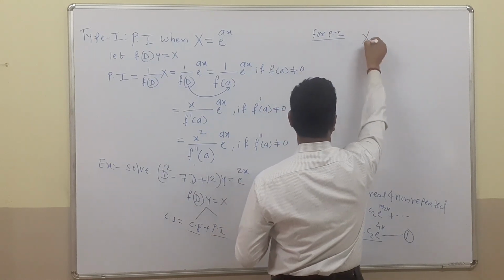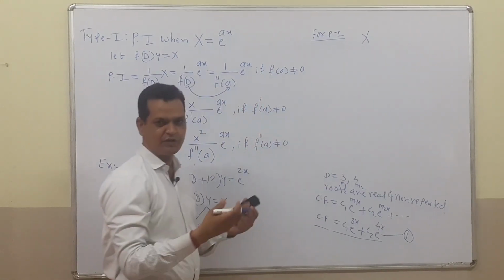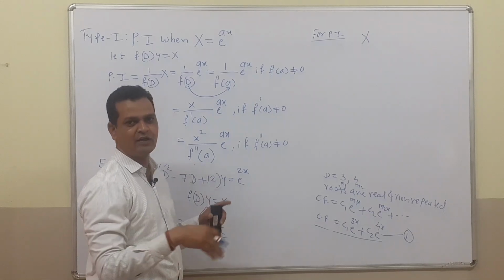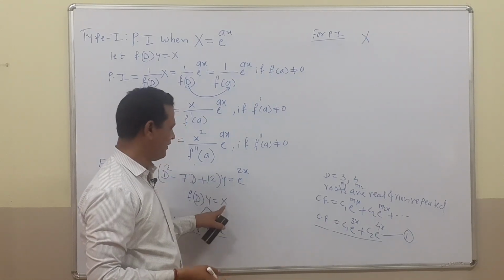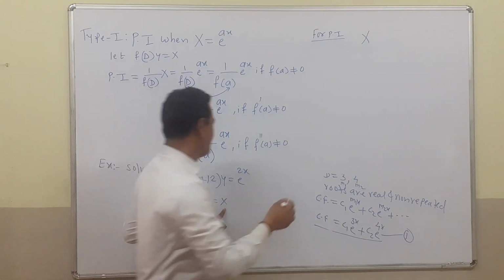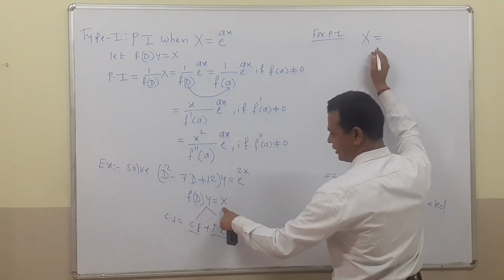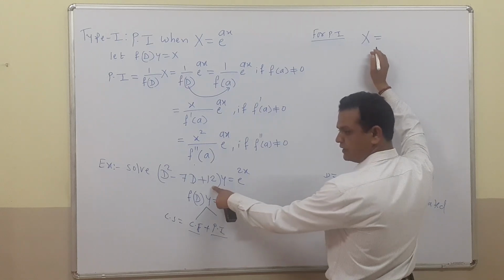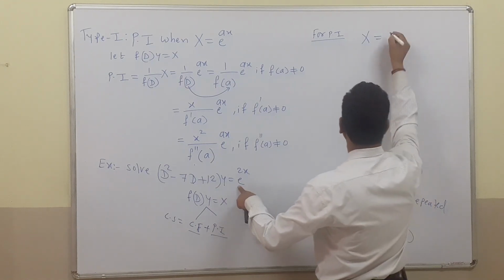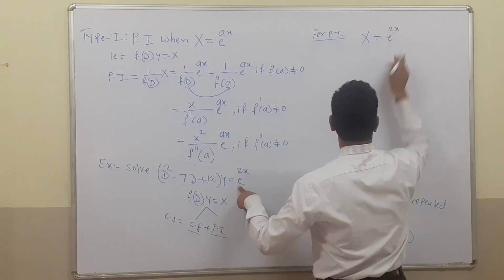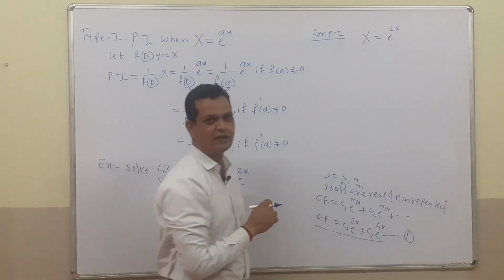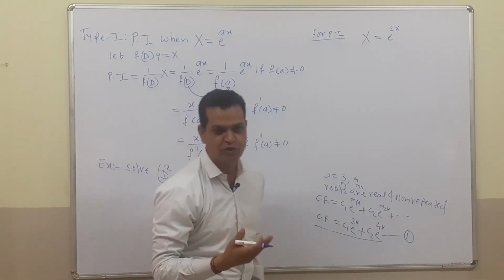Whenever we try to find the particular integral of any equation, first take the value of the right hand side, capital X. Here the value of f of d times y is equal to capital X. If we compare this equation with this, then we get the value of capital X as e raised to 2x. That means we get the exponential function.